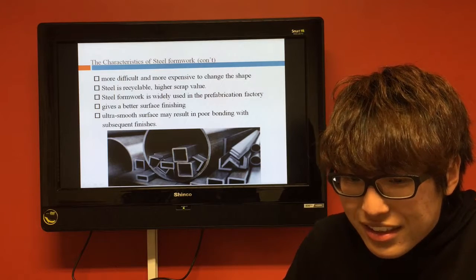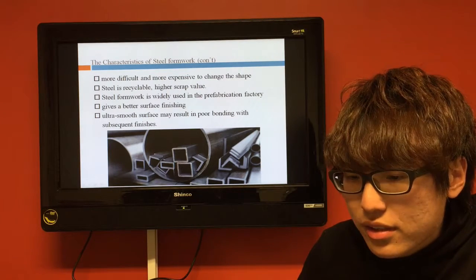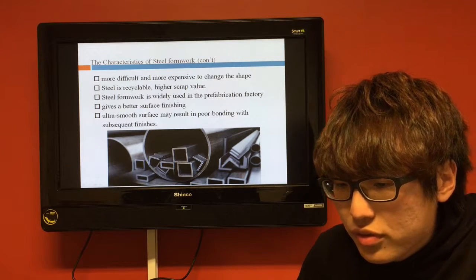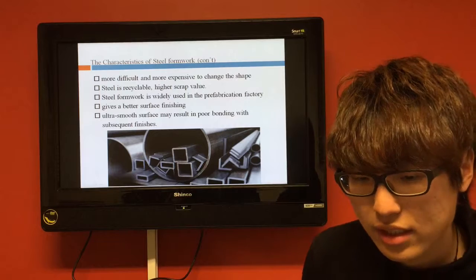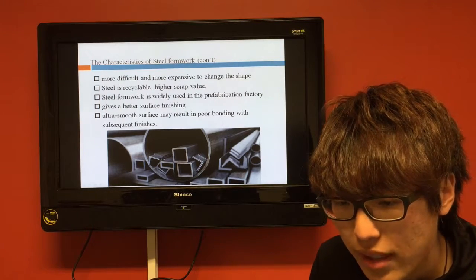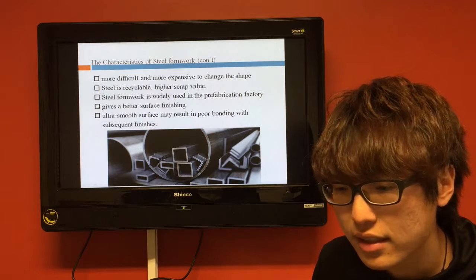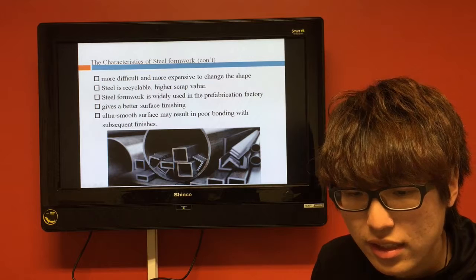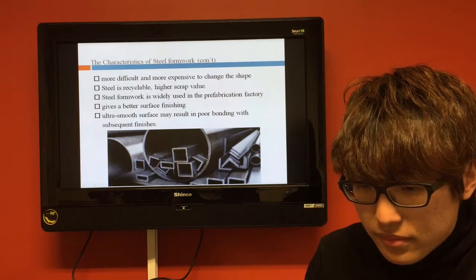Besides, it also gives a better surface finishing. However, the ultra smooth surface may result in poor bonding with subsequent finish. Bush hammering may be applied to the surface in order to improve bonding with subsequent finish.